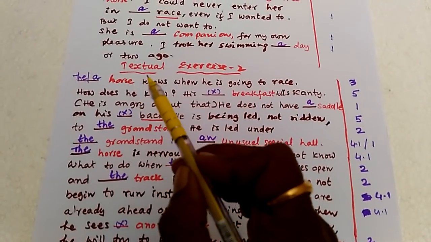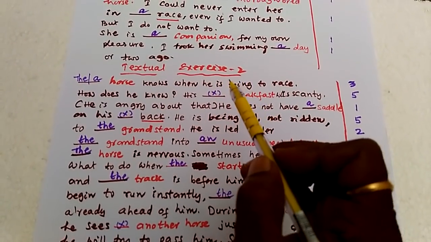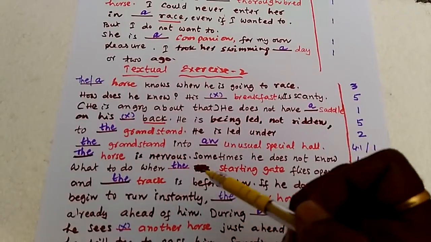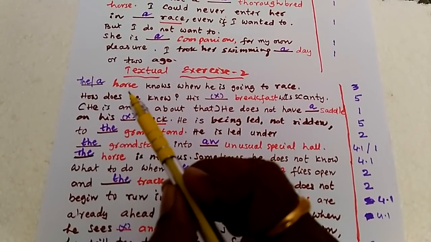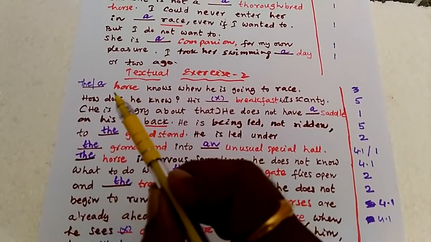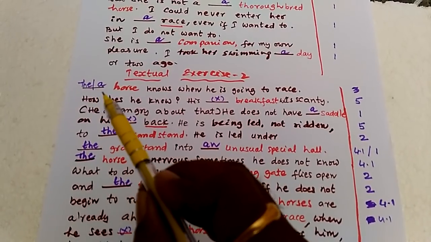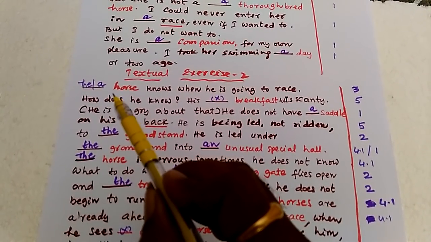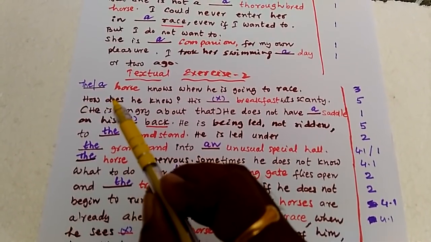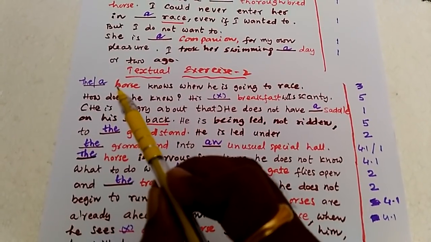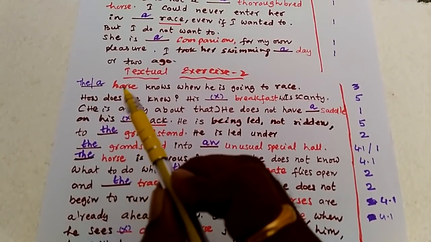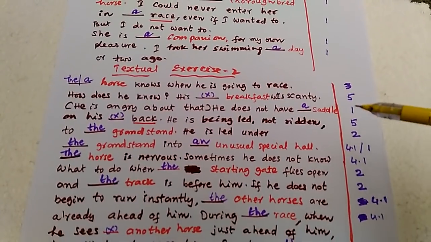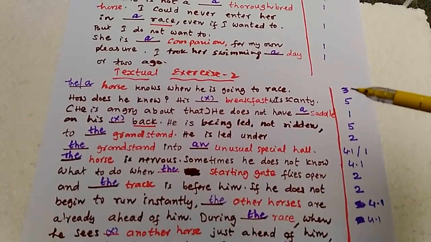Now look at the textual exercise 2. Here also, when this passage is taken, we have to first identify the nouns, and before the nouns we have to keep some gaps where we have to write the articles. While writing the correct use of articles, these rules help us to write the correct article.